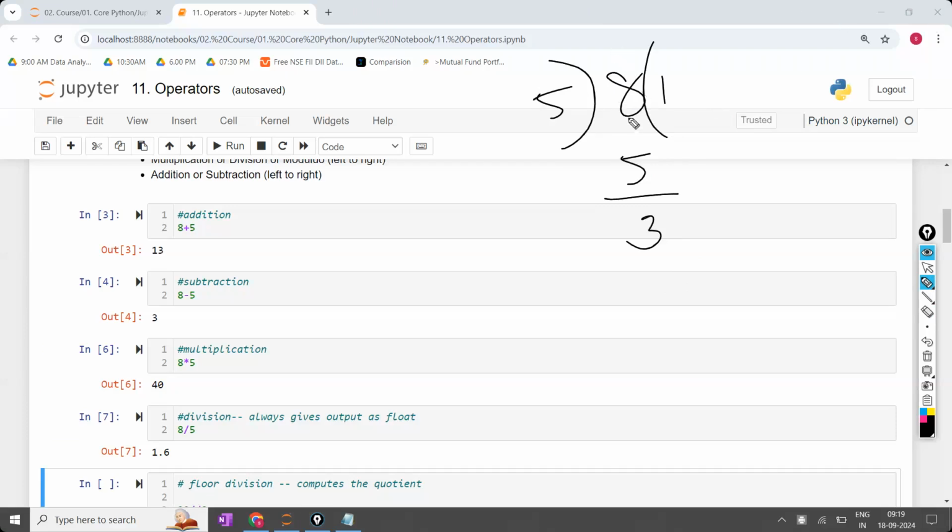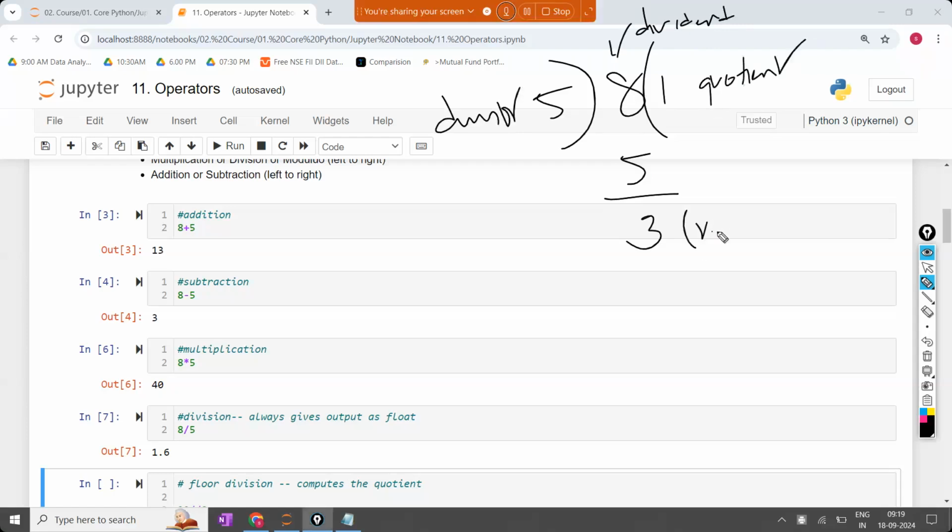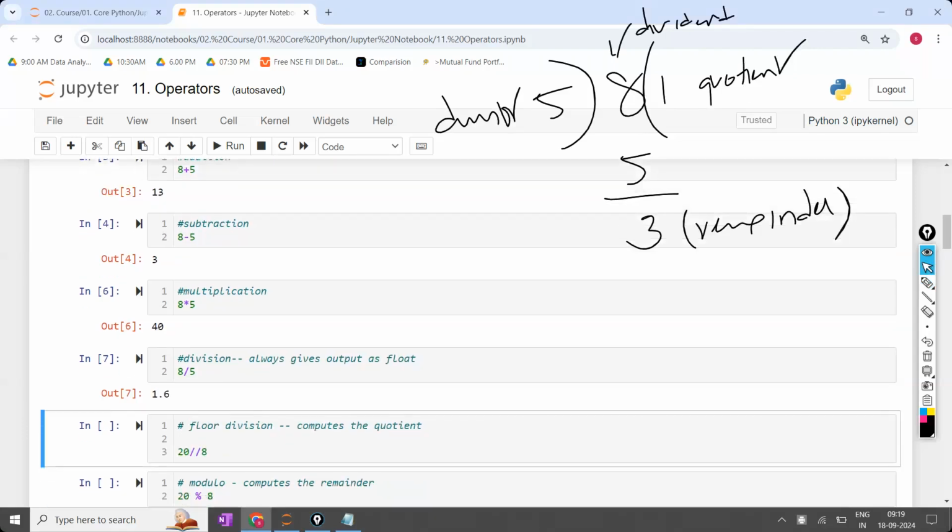Now this is called the dividend. This is called the divisor. This is called the quotient. And this is called the remainder. In this case, you got the quotient as 1 and the remainder as 3. To get the quotient, floor division will give it. Floor division means quotient only. So if I write 8 floor division 5, it is going to give me the quotient value.